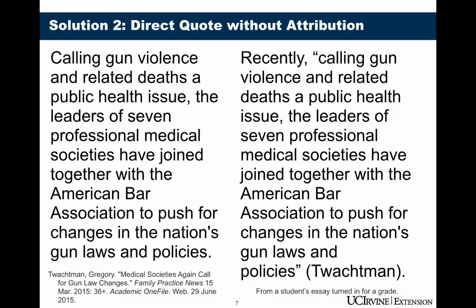The second way to prevent plagiarizing when using someone else's words is to use a direct quote but without attribution. And that's what this student does. The student does not mention the author's name in the sentence. See if you can tell what they did. Take a minute to read, and you can pause the video if you need to.